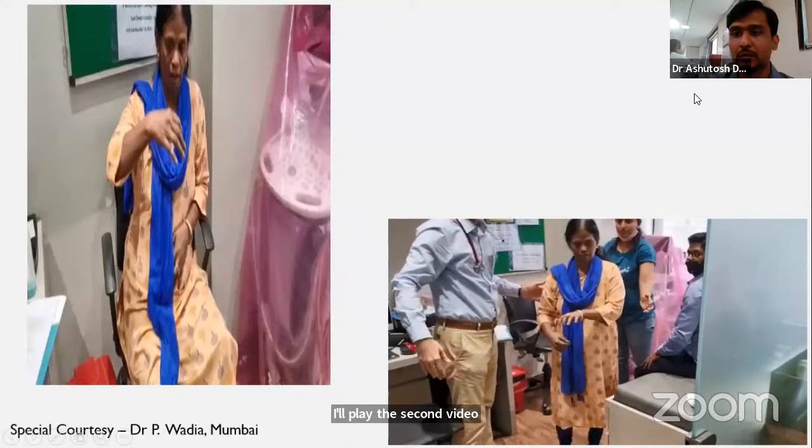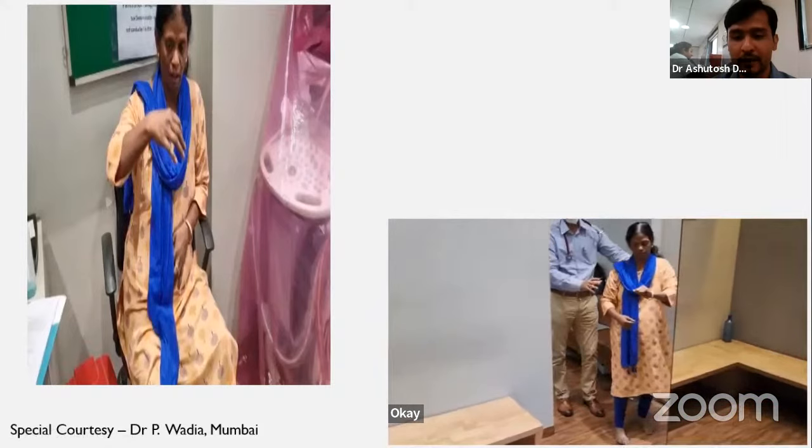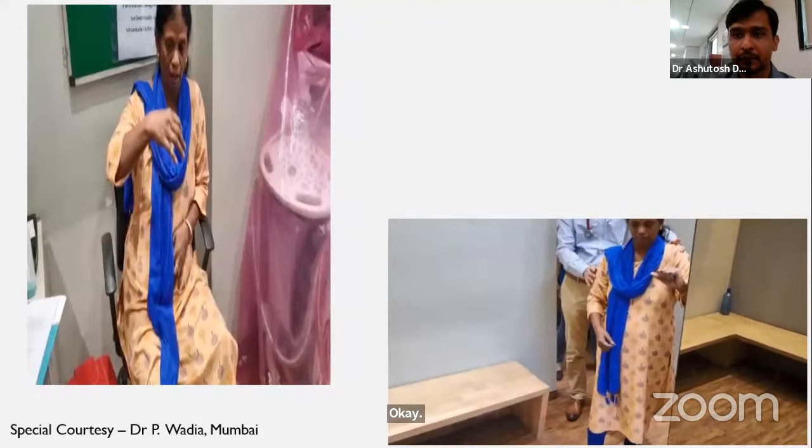Yes. This one, posturing of both the upper limbs, plus short stride length, and then she is dragging her right foot.